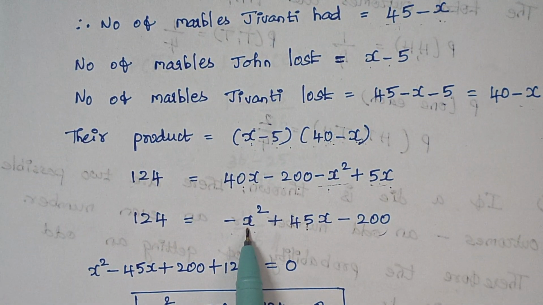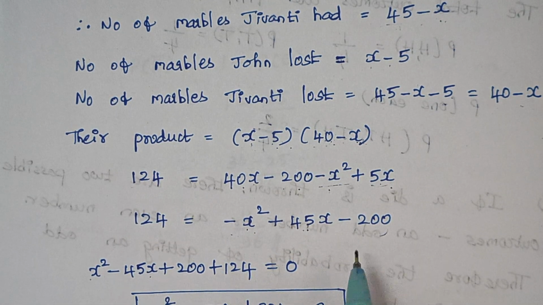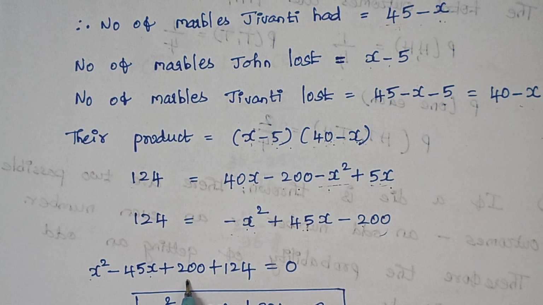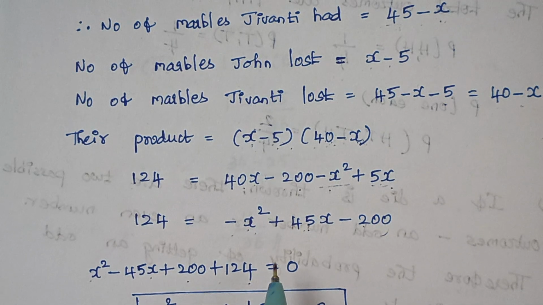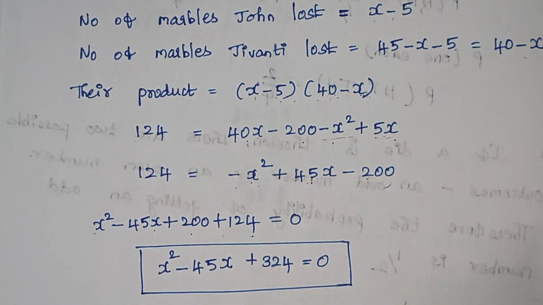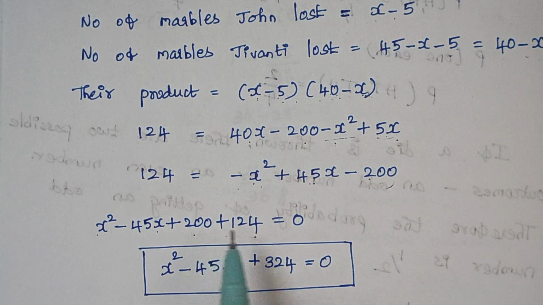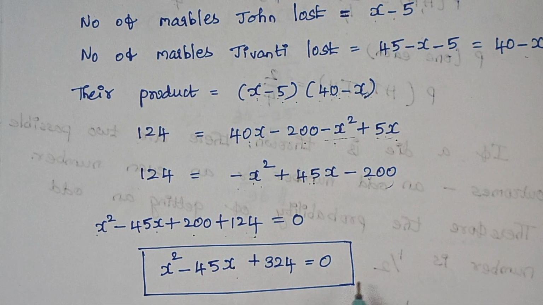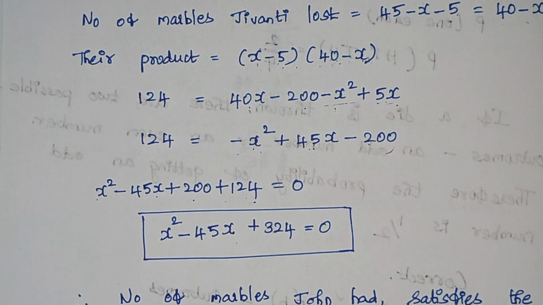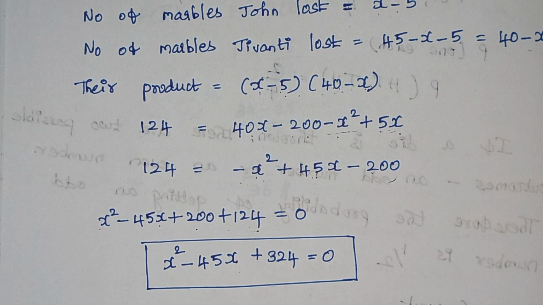This minus x square becomes plus x square, and this plus 45x becomes minus 45x, and minus 200 becomes plus 200, and this 124 here as such plus 124. So when you simplify, it becomes x square minus 45x. When you add 200 and 124, this gives 324, which is equal to 0. So this is the basic equation which describes the current situation.